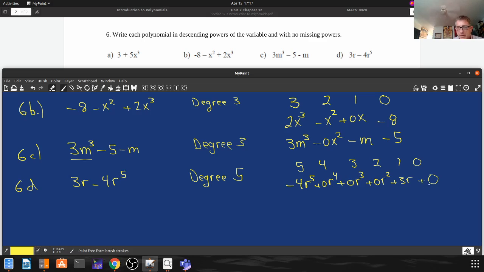Why is this not erasing? Oh, because I'm hitting the wrong button. Well, just try it again. We don't want the 0 there. So if there's a missing constant term, you don't bother to write in 0. Okay.